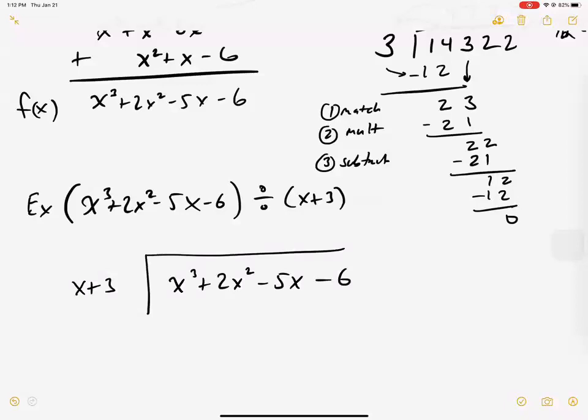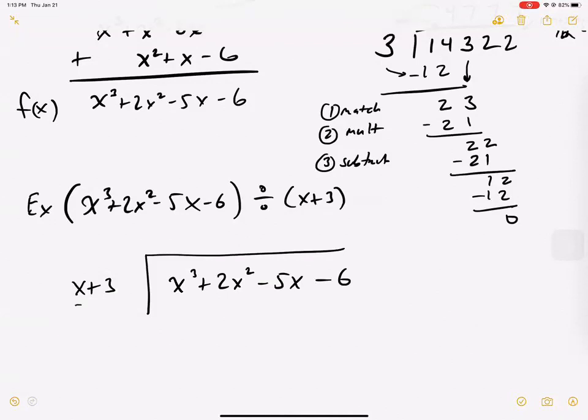And we are going to do the 3 steps we just mentioned before. We're going to match, we're going to multiply, and then we're going to subtract. 3 steps like we did before. So our first step is to match. Now, what you're matching is not the first 2 terms. We're just going to match the front term. So if we look at that front term here, it is just an x.